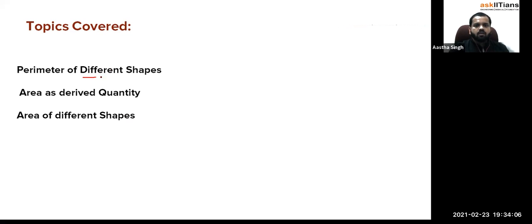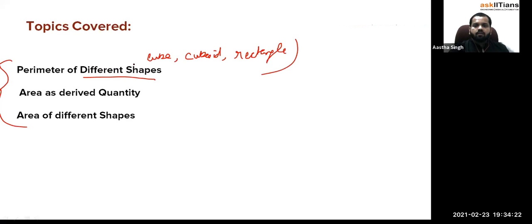Today we'll cover the topic perimeter of different shapes, which include your cube, cuboid, rectangle. Then area as a desired quantity. We'll discuss the area of these quantities. Then area of different shapes. First, we'll discuss the perimeter of those shapes. First, let me tell you what perimeter means.